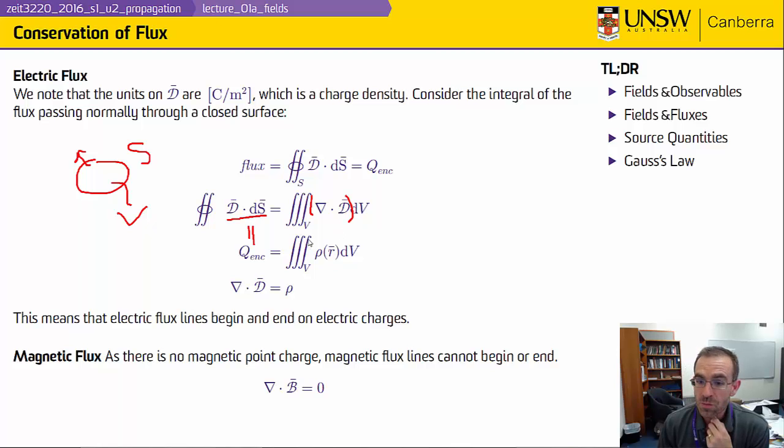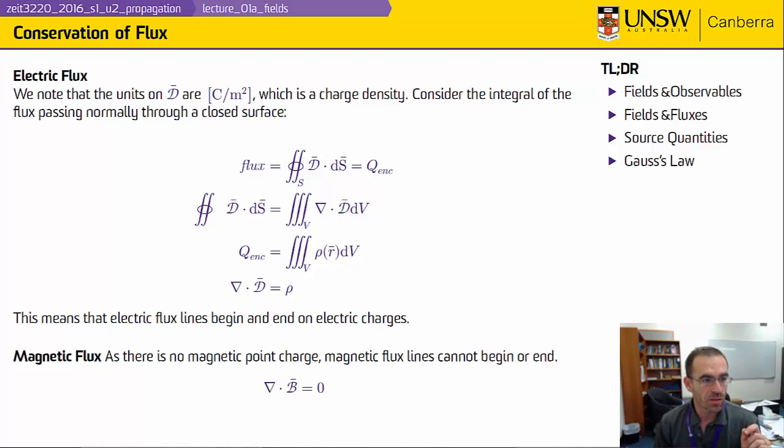Importantly, this must be true for any volume. Because that must be true for any volume, the only way that can be is when these two integrands are equal. I have that the divergence of D is equal to rho. This is a very important concept. What this tells us is that if I go to any point in space, if the divergence of D is 0, then I can't have any charge there. That means that flux line must be continuous. If that flux line isn't continuous, I must have a charge present at that location.